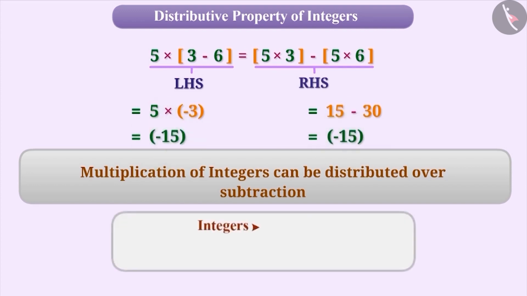Hence, for any 3 integers a, b and c, a multiplied by (b minus c) is equal to a multiplied by b minus a multiplied by c. So the distributive property tells us that we can either subtract the numbers written inside the bracket and then multiply the result with the number written outside the bracket, or we can multiply the number written outside the bracket with the numbers written inside the bracket and then subtract the results.